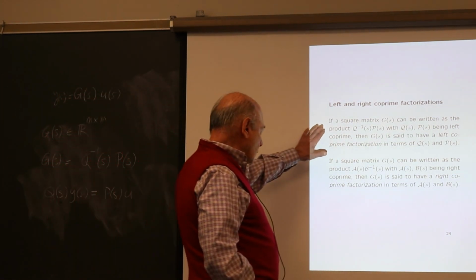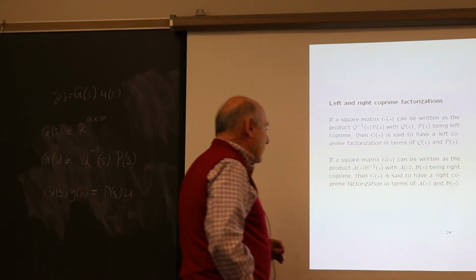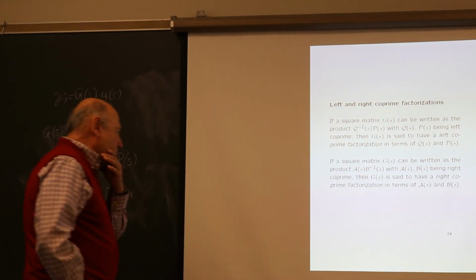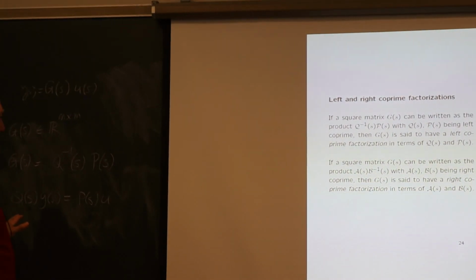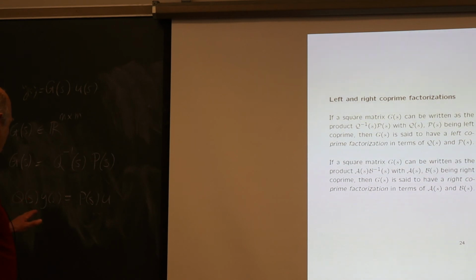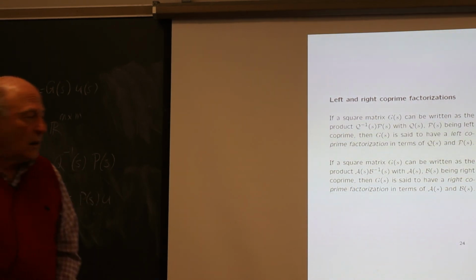So if you can do that and you obtain two left coprime matrices, then G has a left coprime factorization in terms of Q of P. Therefore, all you have to check now is that P has to be unimodular.